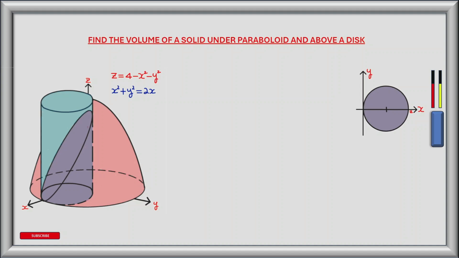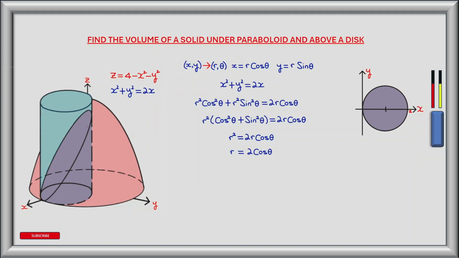Let's start by converting the equation of the disk region to polar coordinates. To convert from Cartesian coordinates to polar coordinates, we convert xy to r theta. To do this, we substitute r cos theta for x and r sin theta for y. So for our equation x squared plus y squared is equal to 2x, we can substitute r cos theta for x and r sin theta for y, and this will give r squared cos squared theta plus r squared sin squared theta is equal to 2r cos theta.